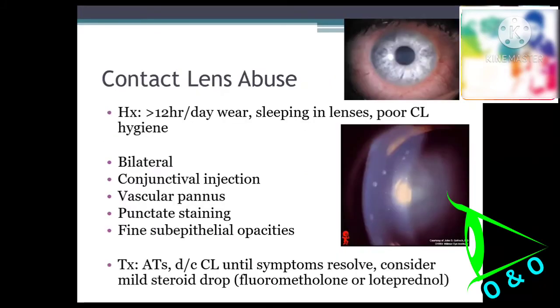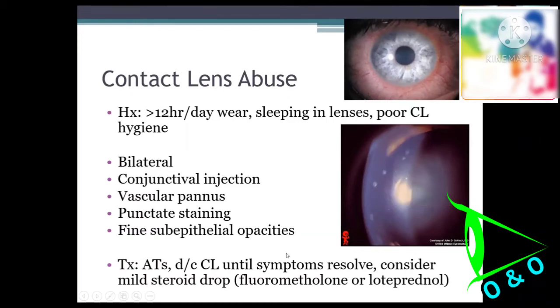Next, contact lens abuse, very common. So typically by history, patients will have greater than 12 hours a day of wear, commonly sleeping in their lenses, poor contact lens hygiene. And this is going to be bilateral in most cases. There's a lot of redness of the conjunctiva here. You'll see a vascular pannus, which is a sign of chronic, many hours compounded of contact lens use. You'll see some punctate staining on the cornea, and you can see these fine epithelial or subepithelial opacities here.